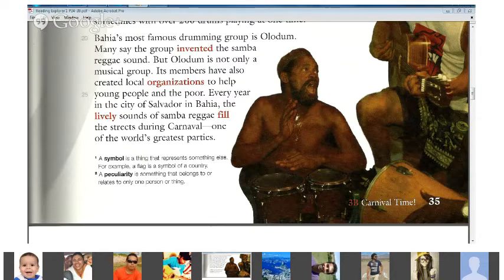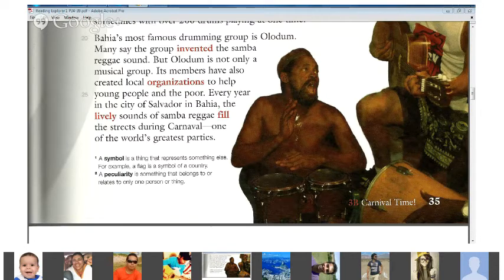Okay, very good. All right, so invent: this word means to create something. So we can say, Steve Jobs invented the iPhone. Or we could say Henry Ford invented the car. I'm not sure if he invented the car totally, but he certainly had a lot to do with it.